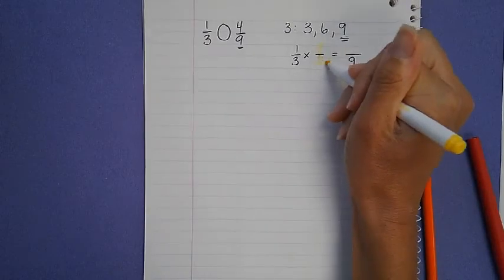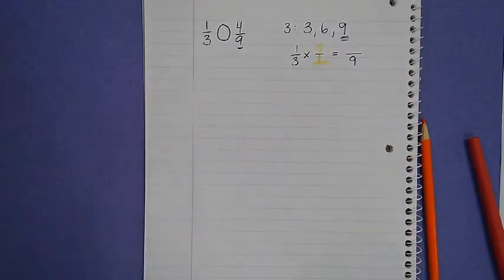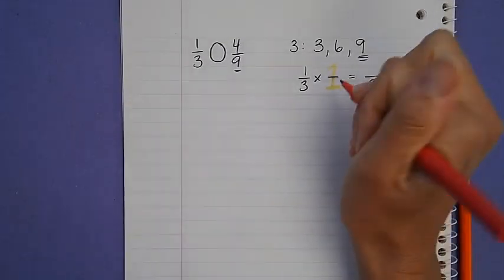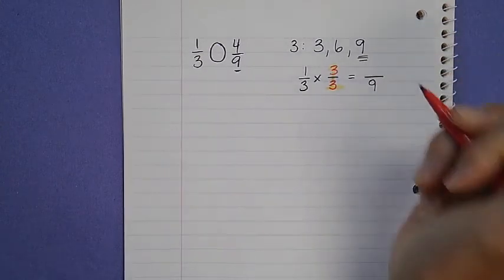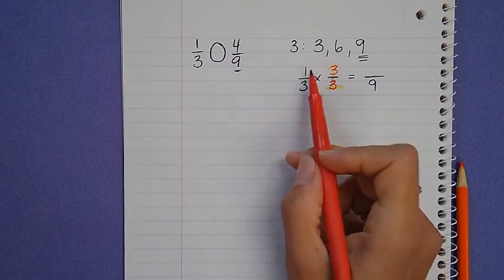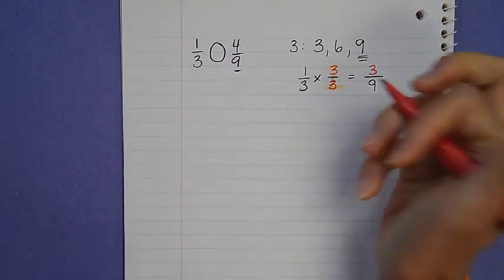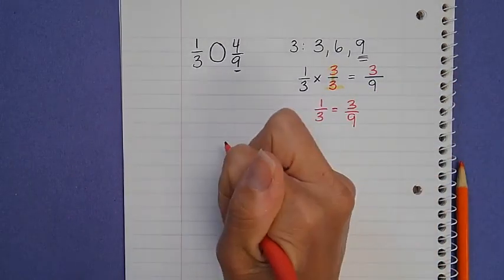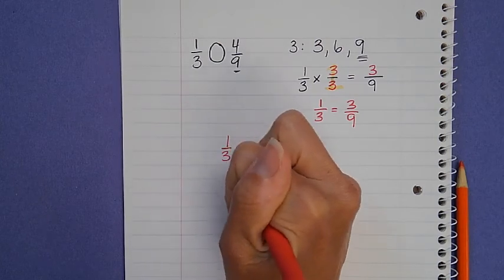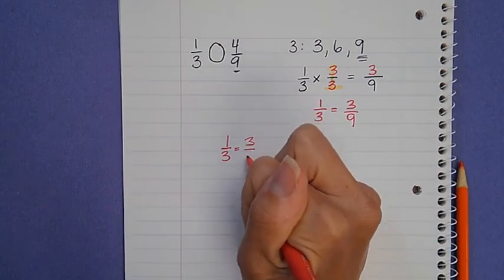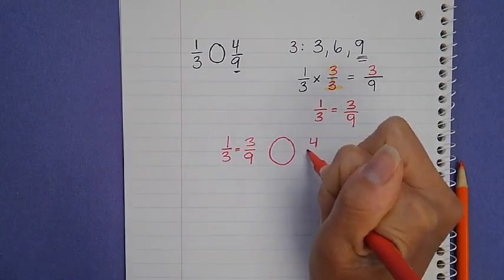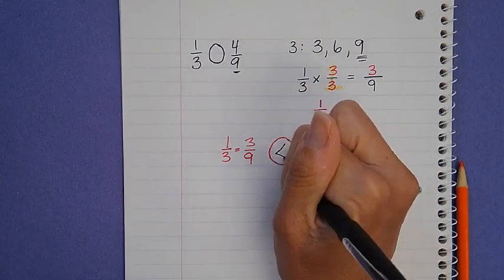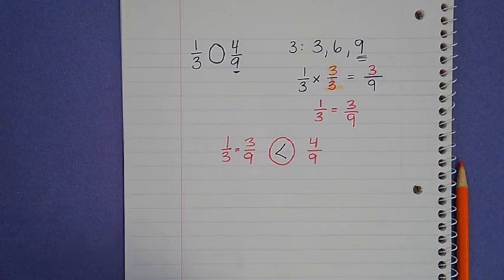Always when I make equivalent fractions, I'm multiplying by a fraction equal to 1, because that's how I know that the value of my fraction does not change. So I know 3 times 3 is 9. I do the same thing to the bottom as I do to the top. 1 times 3 is 3. So this tells me that 1/3 is equivalent to 3/9. So if I take 1/3, which I know is equivalent to 3/9, and I compare that to 4/9, I see that 4 is bigger than 3, so 4/9 is greater than 3/9.